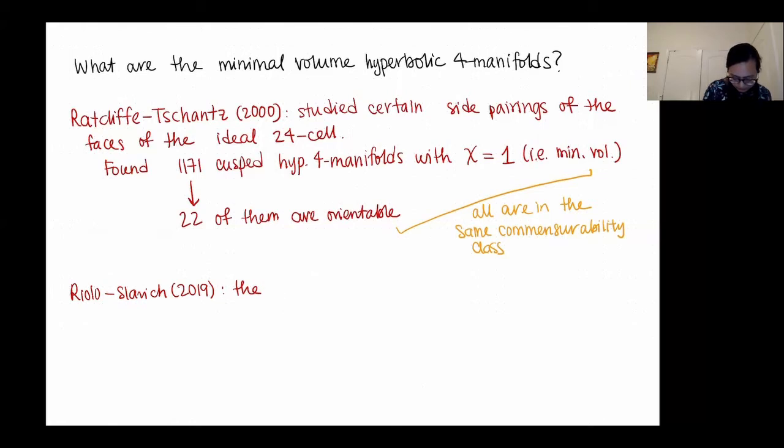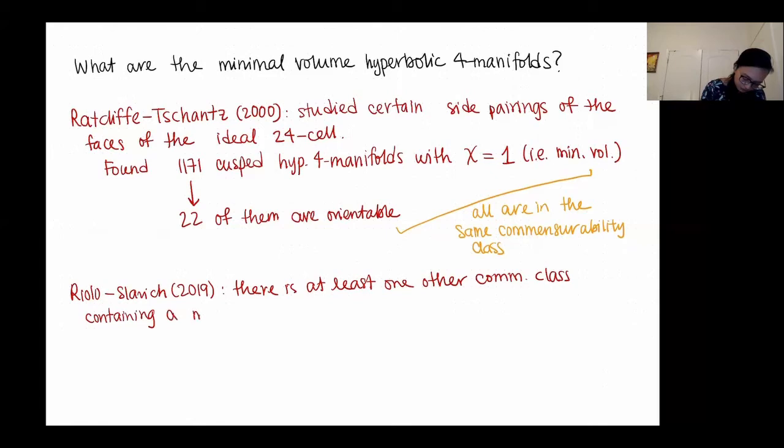There is at least one other commensurability class of cusped hyperbolic four-manifolds, which contains a minimal volume cusped hyperbolic arithmetic four-manifold.